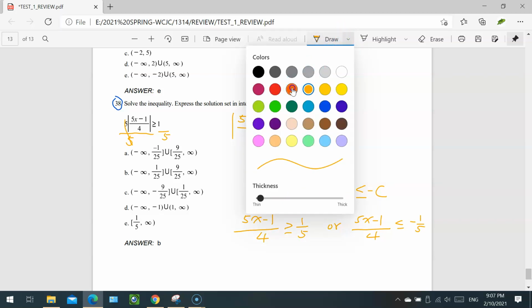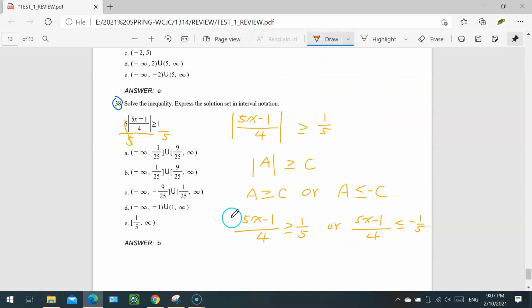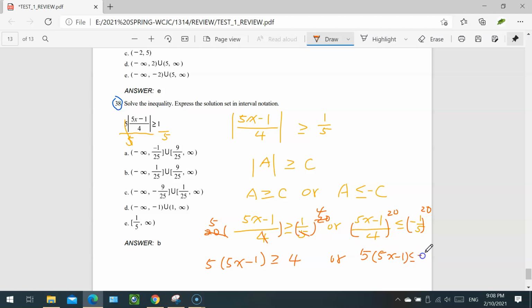I'm going to multiply 4 and 5 on both sides, which is 20, to get rid of the denominator, because the least common multiple is 20. So this 4 crosses out. So you will have 5 times 5x minus 1 greater equal than 4. Or do the same thing, multiply 20 here, multiply 20 here. So you get a 25 multiplied by 5x minus 1 less equal than negative 4.